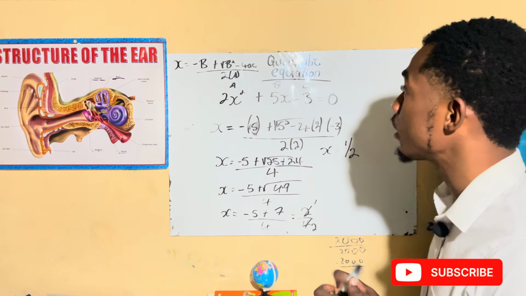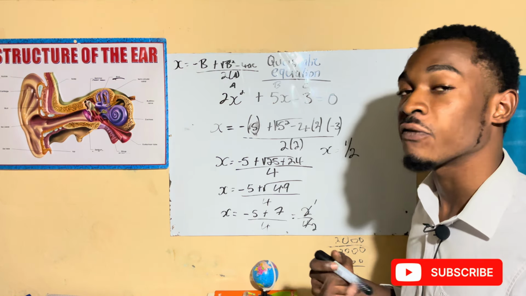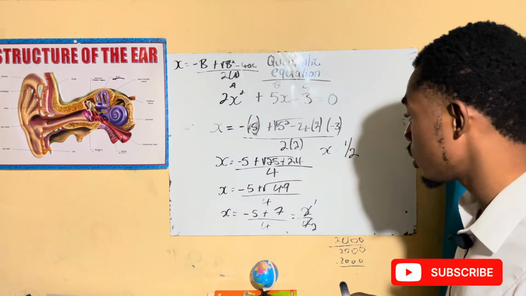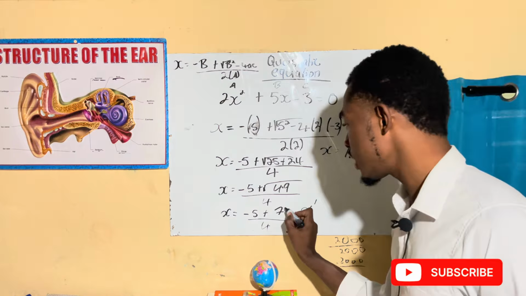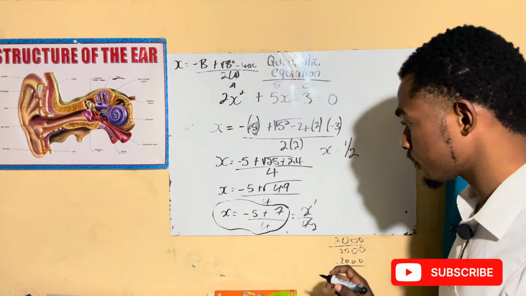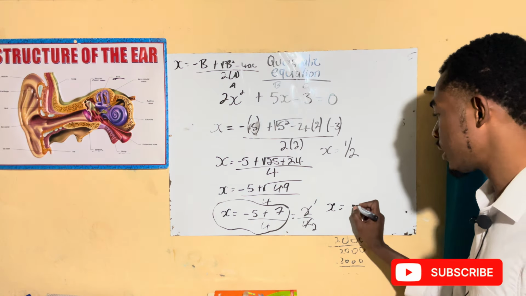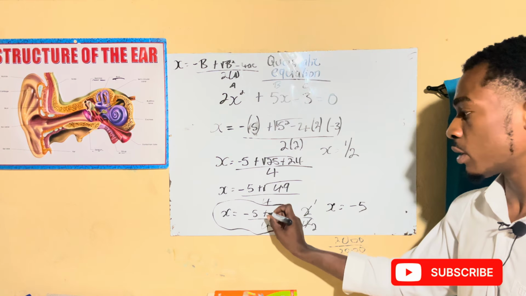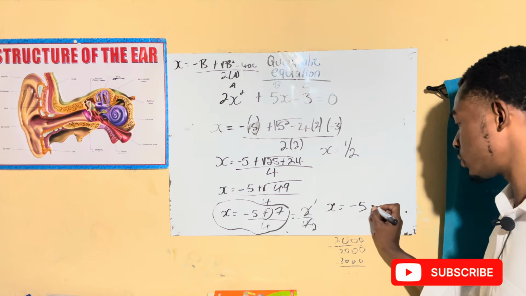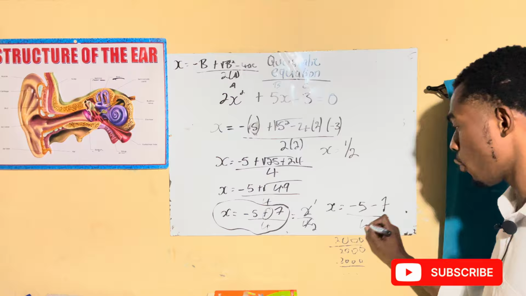But remember the thing with a quadratic equation is that we're looking for a square root, so we're looking for 2 x's instead of 1. So to find the next x, we need to take this equation right here, right? x equals negative 5. We're going to change this sign from plus to negative, minus 7 over 4.